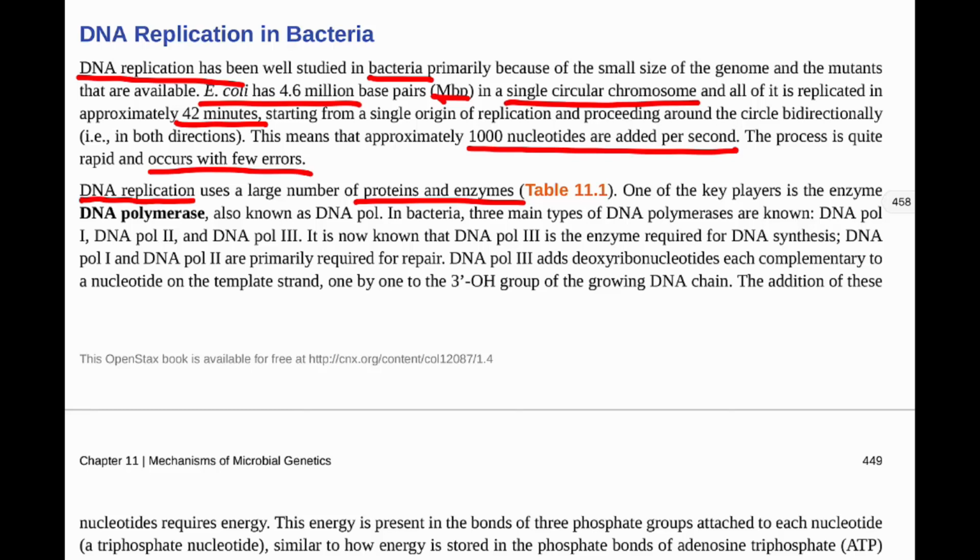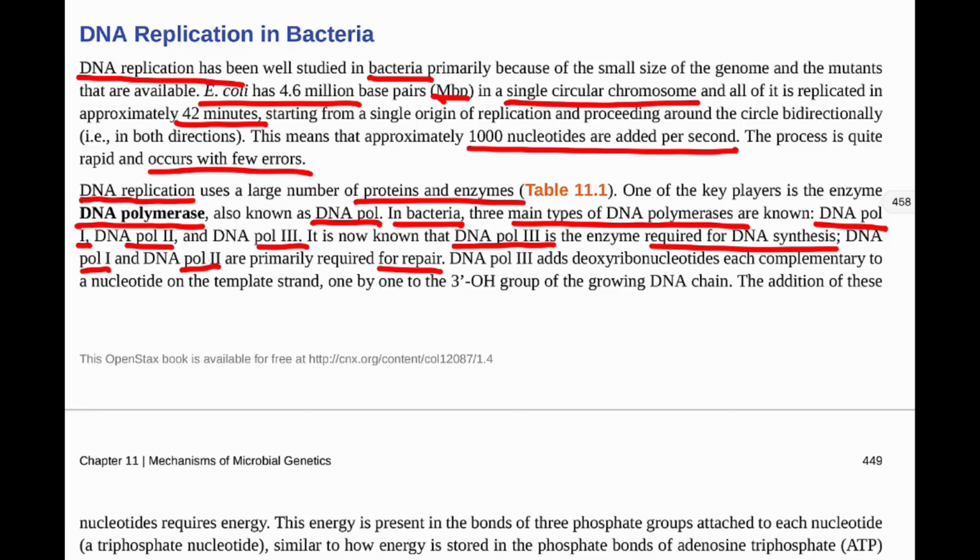So the first one that we'll talk about is DNA polymerase. So this should be familiar to you, DNA polymerase, also known as DNA Pol. In bacteria, there are 3 types of DNA polymerases. So we have DNA polymerase 1, DNA polymerase 2, and then DNA polymerase 3. And so what we found is that DNA polymerase 3 is the actual enzyme that's required for DNA synthesis, so going through replication. And that DNA polymerase 1 and DNA polymerase 2 are those that are required or used for repairing DNA that's been destroyed for some reason.